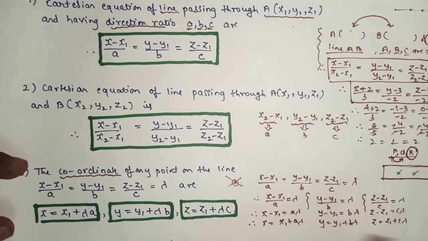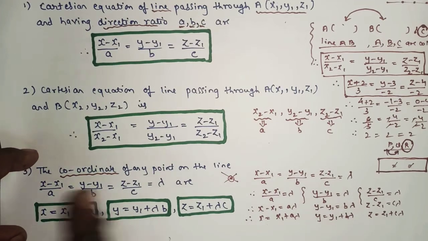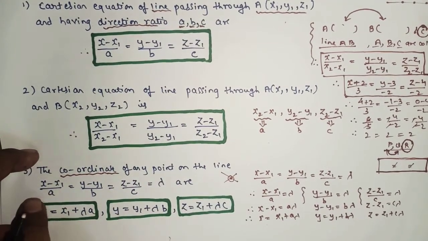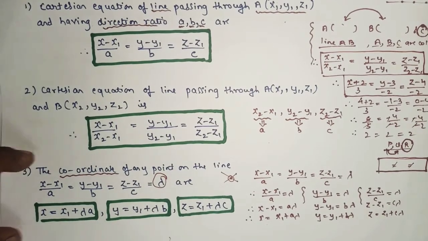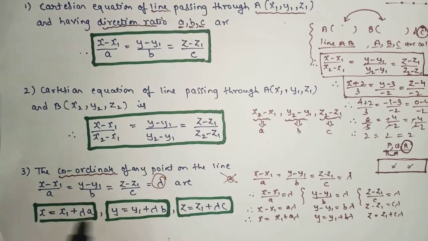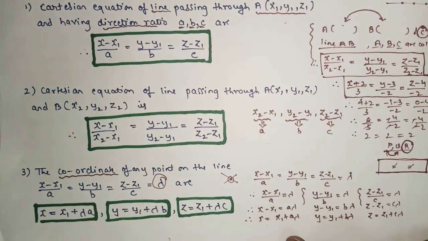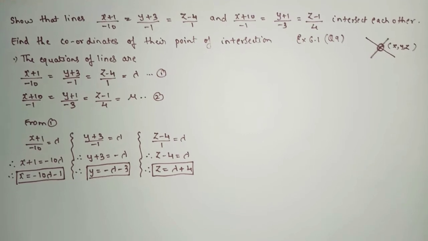I hope you all understood this part. I had explained this while explaining the concept. Whenever you have to find the coordinates of any point on the line, take each ratio equal to some constant. When each ratio is equal to the constant, take the first and last part, second and last, and third and last, where you will get the x, y and z coordinates. Okay, understood?